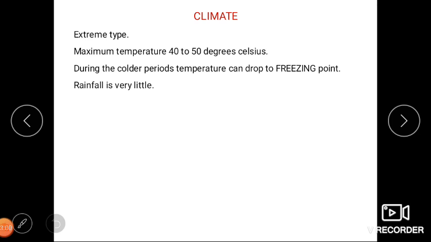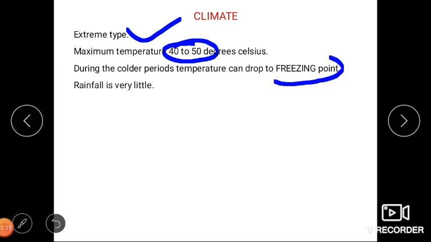Now let's see what kind of climate is found in hot deserts. As the term suggests, the climate of a hot desert is of extreme type, extremely hot and dry with cold nights. The maximum temperature of the hot desert is about 40 to 50 degrees Celsius. During the colder periods, temperature can drop to freezing point. And the rainfall is very little for a short period, that too between long rainless periods.